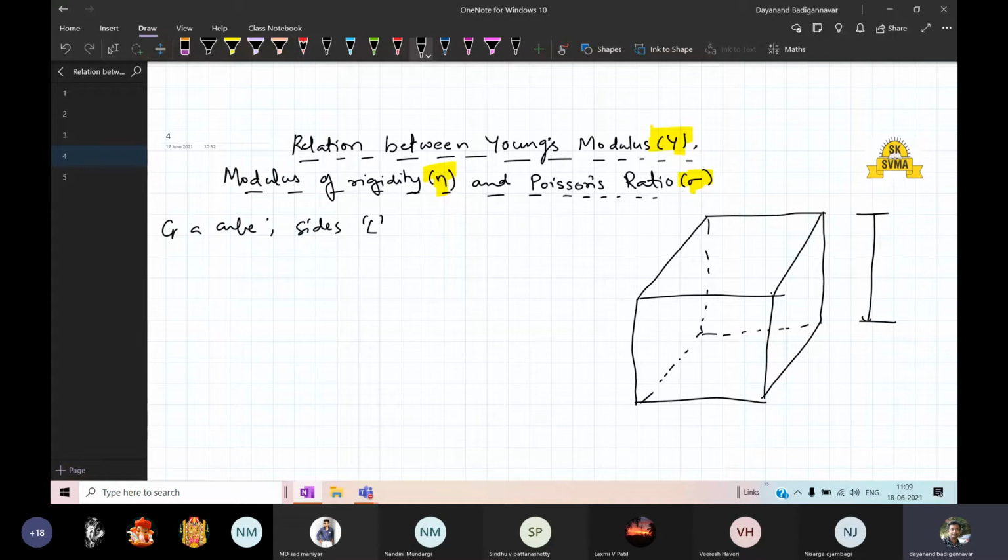Okay, L. This is the side of a cube. All the sides. So I will mark this as A, B, C, D, and this as P, Q, R. Now what I will do is I will apply a force, a tangential force.